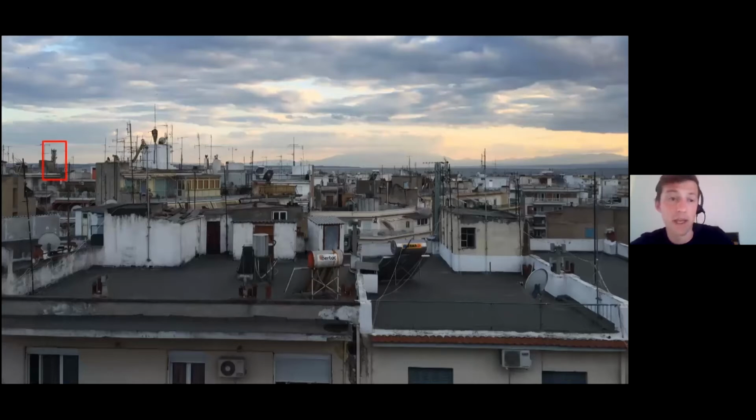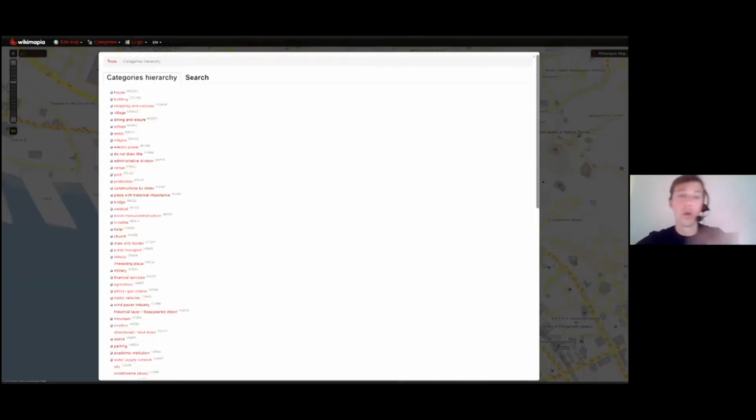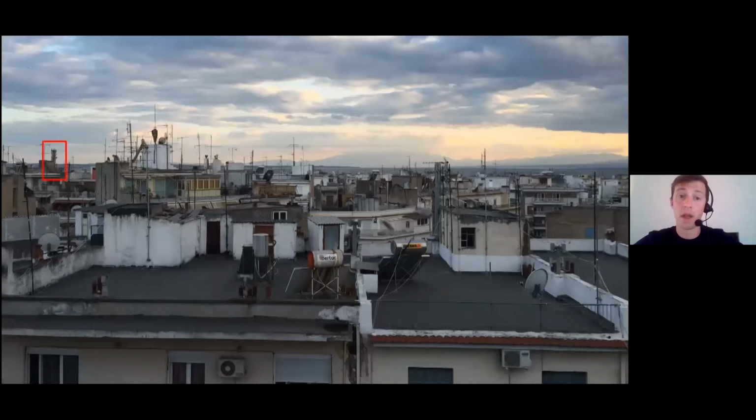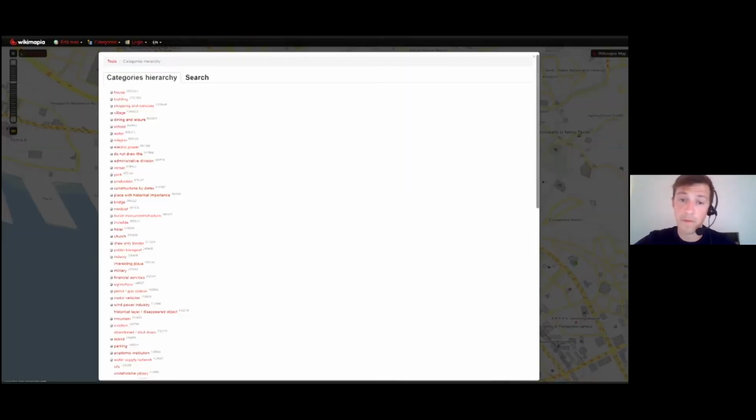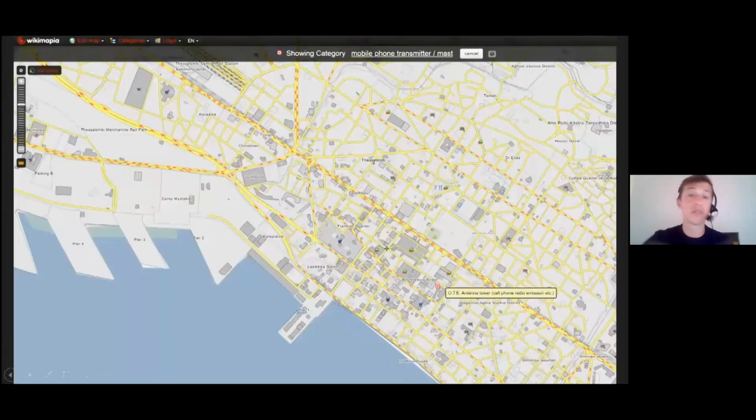We might say it is some sort of mast. Maybe it's a mobile phone aerial. Maybe it's a TV aerial. We would be able to look through Wikimapia's category hierarchy to see if anybody had identified this object and located it on the map. And in fact, we'll see that they have. You can see it down there over on the right hand side of the screen, an antenna tower. So this would be another tool in your toolkit for geolocating images.